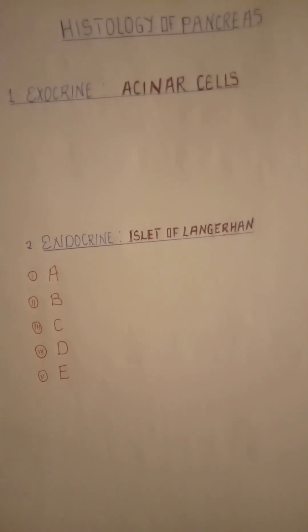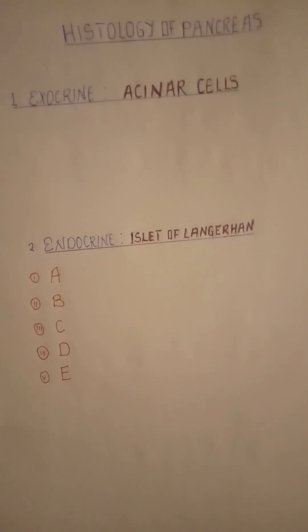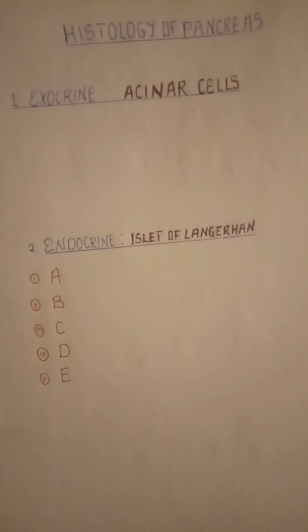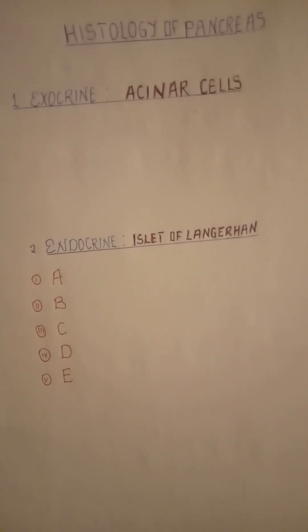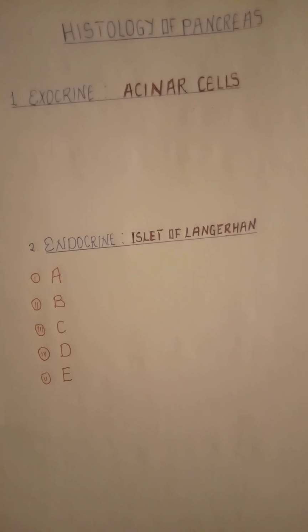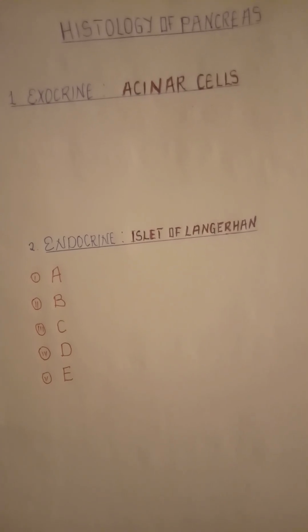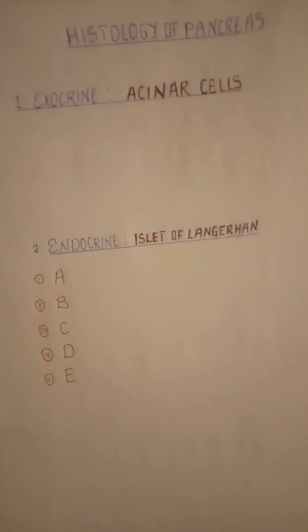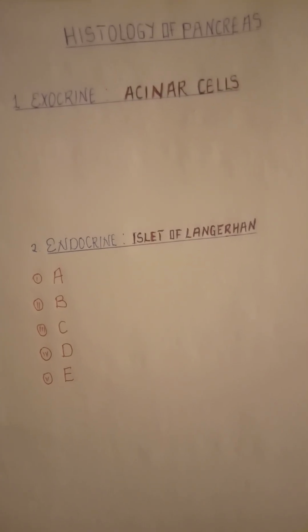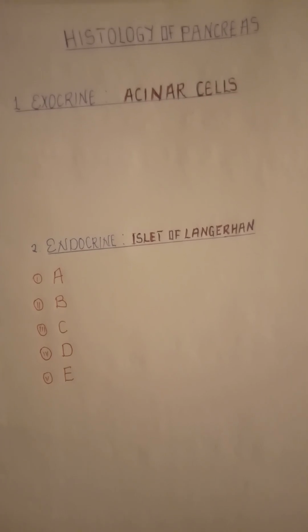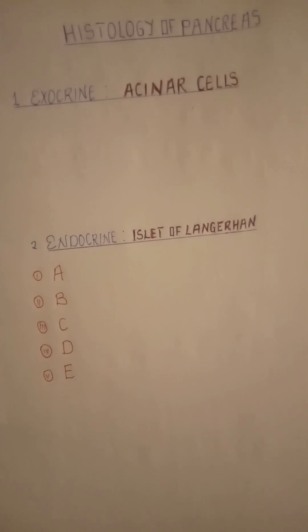In this video we're going to look at histology of the pancreas. So just a bit of gross anatomy of the pancreas. The pancreas lies at the level of transpyloric plane and it is a retroperitoneal organ except its tail. In terms of function, the pancreas is involved in both exocrine and endocrine functions.